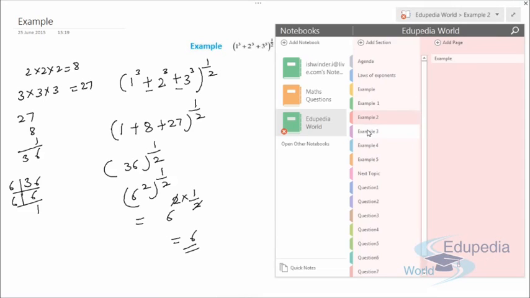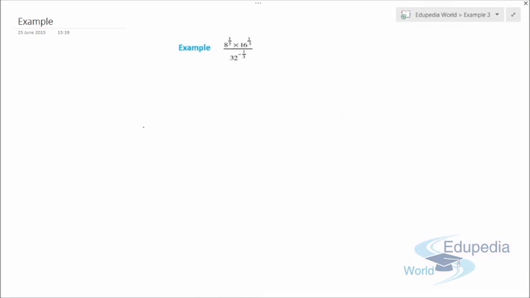So let's discuss the next question. Okay, the question is we have to again simplify this part. It's a very easy question, but it is a very common type of question, so watch the video carefully. Now the question is we have to simplify 8 raised to power 1 by 3 into 16 raised to power 1 by 3 upon 32 raised to power minus 1 by 3.